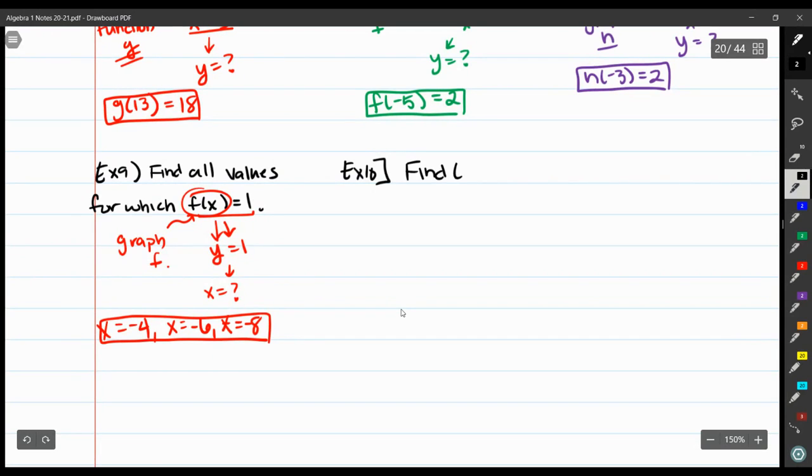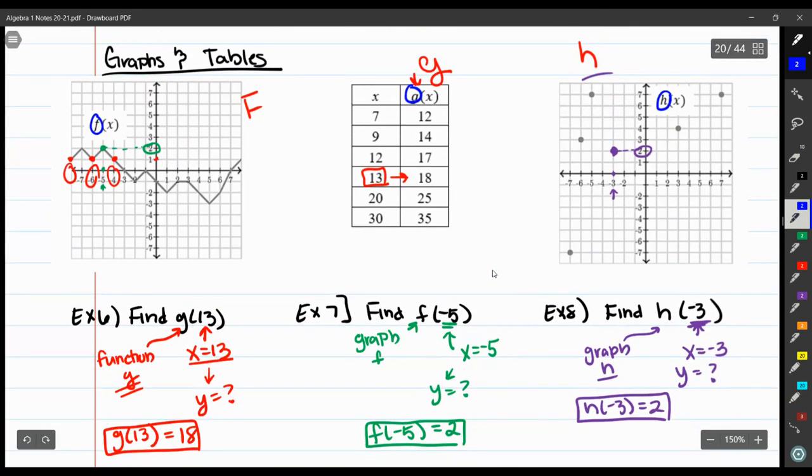So find h of, oopsie, parentheses in the wrong spot. Find h of negative 2. Okay, so again, make sure you're paying attention. H graph. I want my h function. Make sure you look at the name and the placement of the number. Negative 2 is on the inside, so that means x is equal to negative 2. And it's asking me, what is the y? So let's come up here to the h. So here's where x is equal to negative 2.